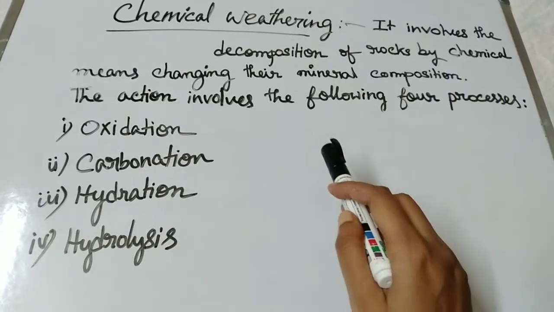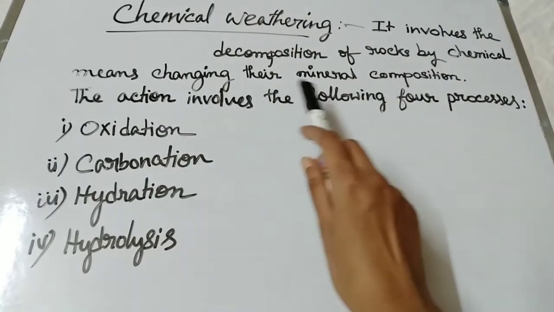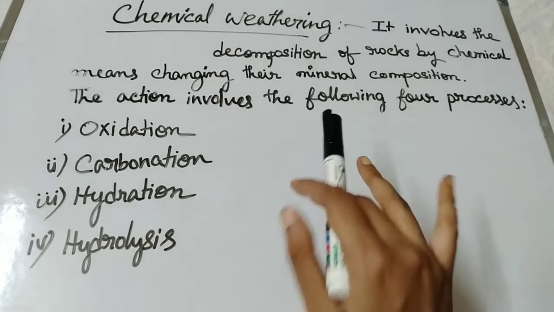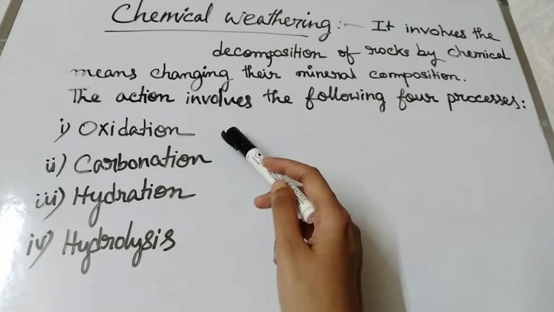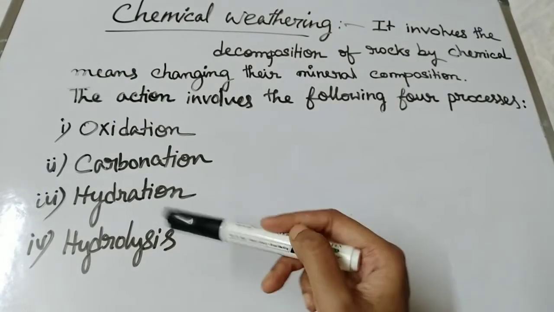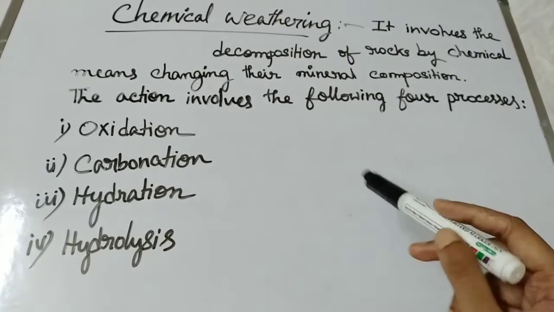But in chemical weathering, it means the mineral compositions change. So it's called chemical weathering. And this action involves the following four processes: oxidation, carbonation, hydration and hydrolysis. One by one, I am going to tell you that.